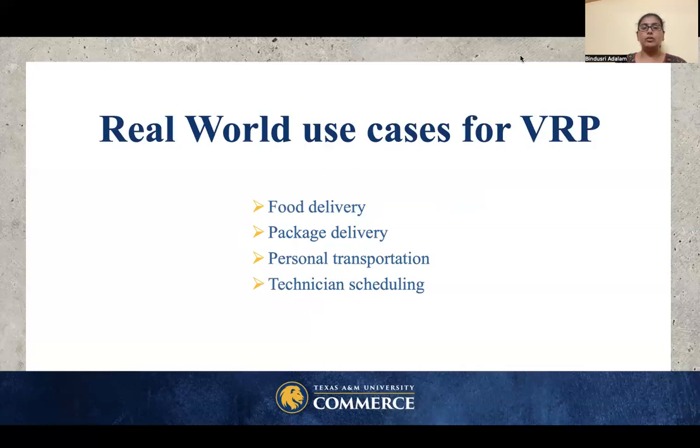Coming to the real world use cases of VRP, that is the vehicle routing problem. VRP is a common use case for businesses that deal with some kind of transportation, such as food delivery, package delivery, personal transportation, technician scheduling, etc.